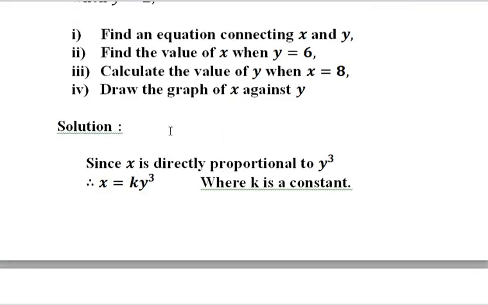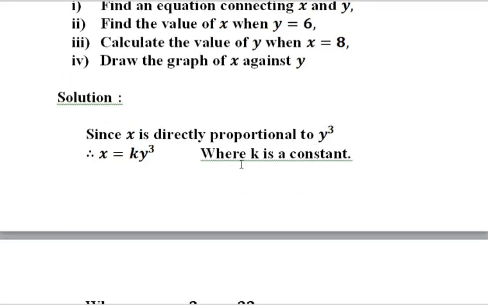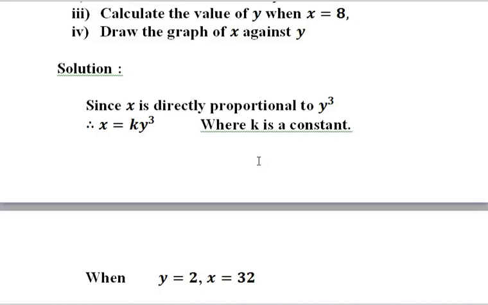Now, first part from this question, according to the statement, since x is directly proportional to y cube, so we write this statement as x equals ky cube, where k is a constant. Now let me explain the constant k. In mathematics, we use the constant of proportionality to calculate the rate of change and at the same time determine if we are dealing with direct variation or inverse variation.